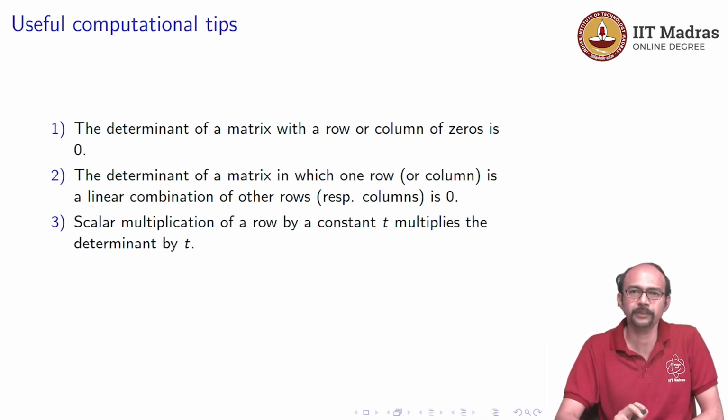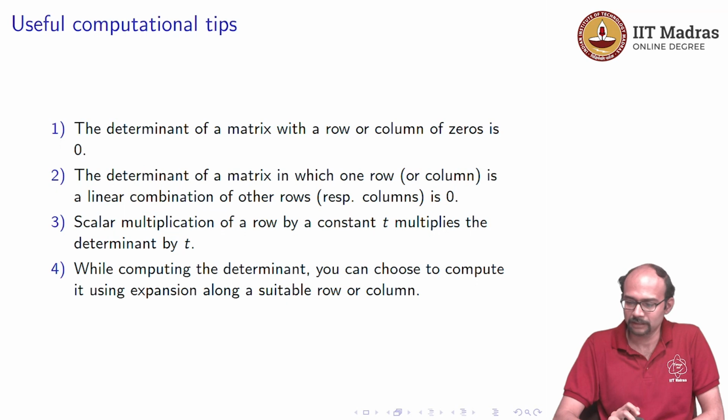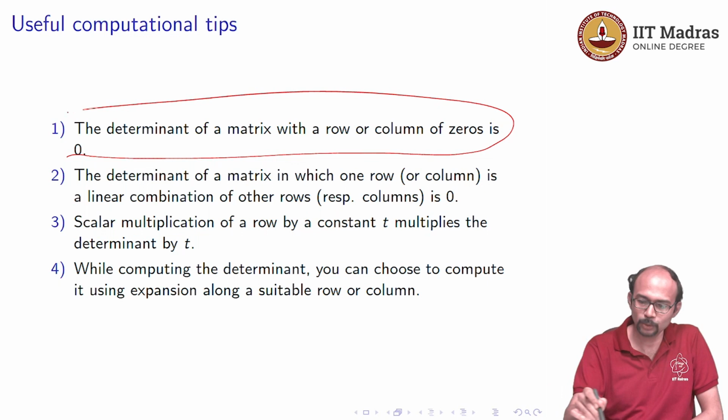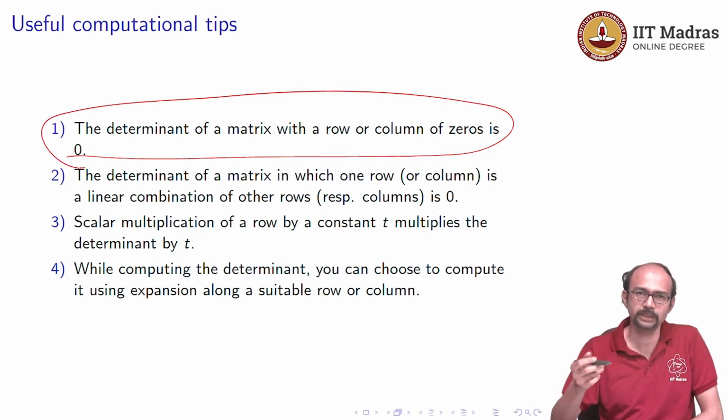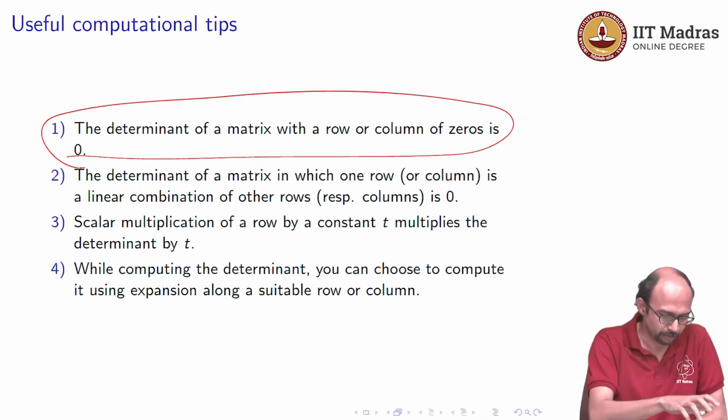The second property we will be using later on, so we'll come back to this if you didn't understand it. The third one is what we just saw: scalar multiplication of a row by a constant t multiplies the determinant by t. And the fourth is a general sort of tip. While computing the determinant, you can choose to compute it using whatever row or column is most convenient. For example, as we saw in the first example here, we used that row or column which is 0. Okay, so this is a general statement. It may be of use.